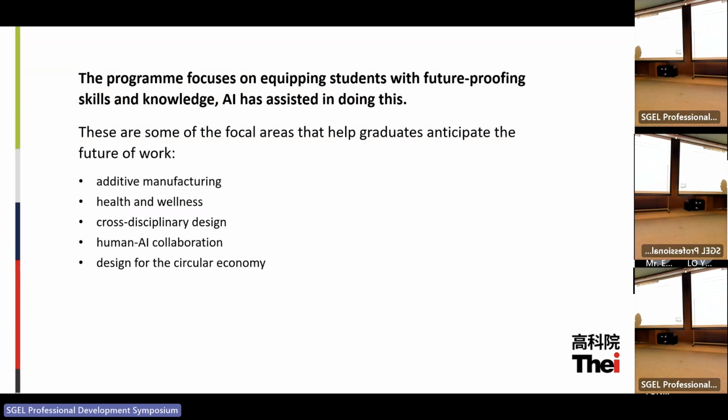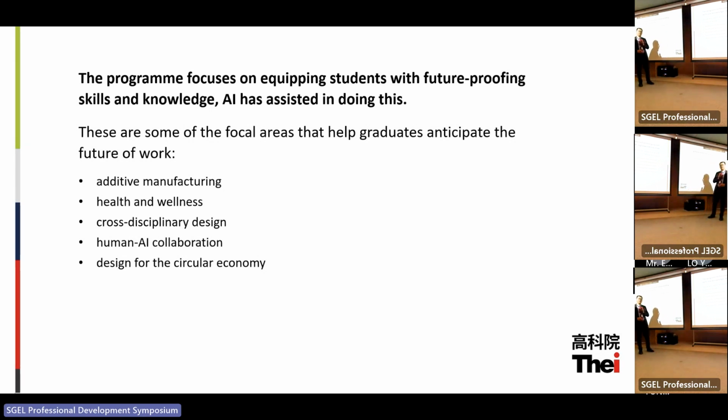That's very important. We also talk about health and wellness as a hot topic in the future, especially involving things like the aging population or the general health and well-being of society. So that's something we are focusing on. Then cross-disciplinary design: we want students to know how to work with other people, and not just with other designers or other product designers, but I'll talk more about that later.